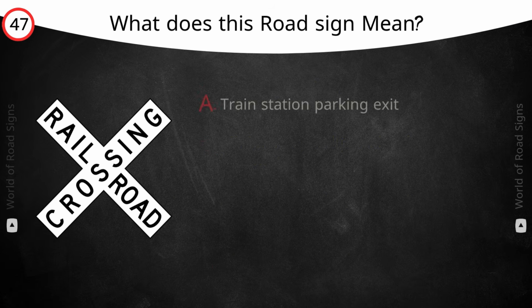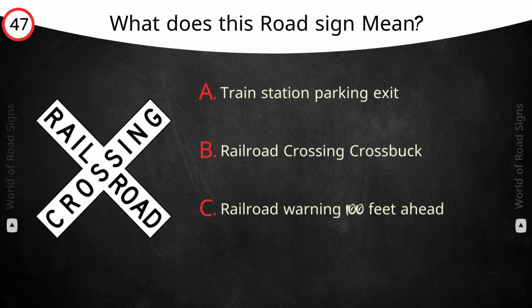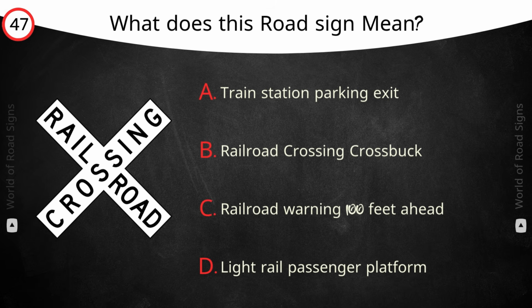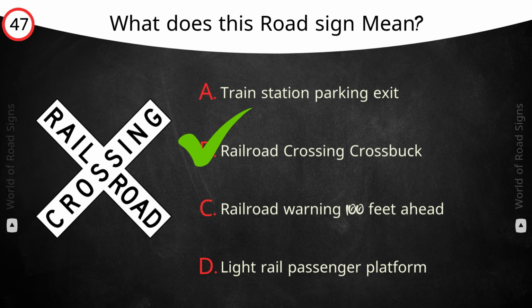Question 47. This sign means A. Train station parking exit. B. Railroad crossing crossbuck. C. Railroad warning 500 feet ahead. D. Light rail passenger platform. Nice work if you picked option B, railroad crossing crossbuck.